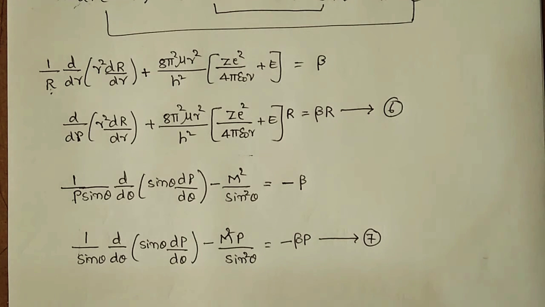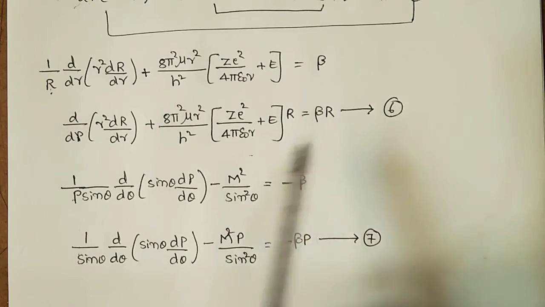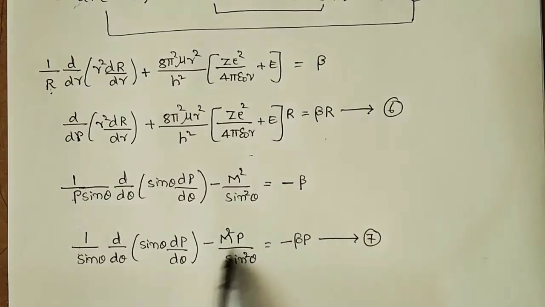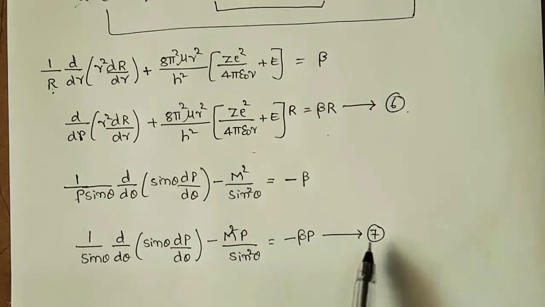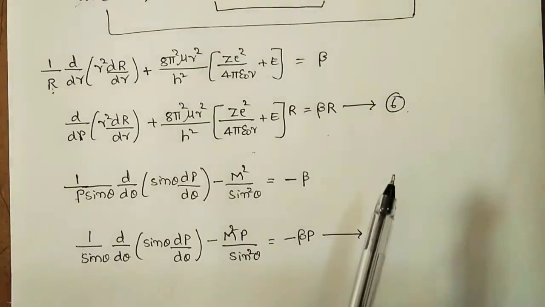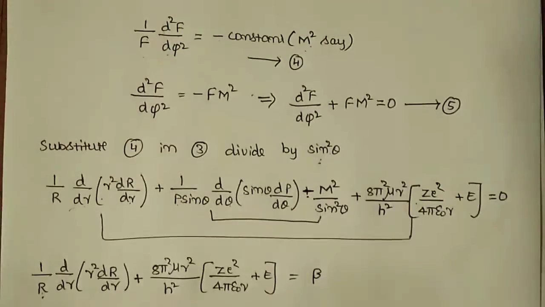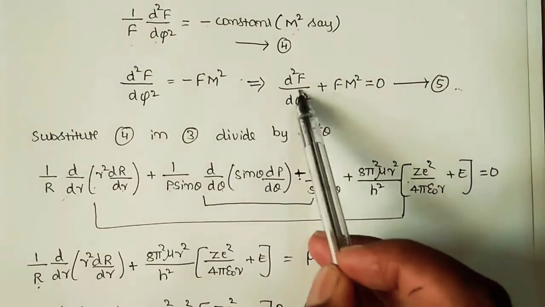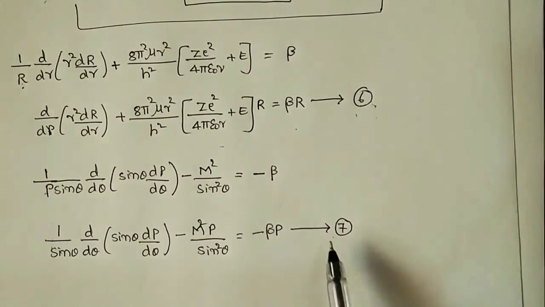One term we already got, that is d square F by d phi square plus m square F is equals to 0, and that is the angular term, and this is the radial term, and again we have one more angular term, this one. So equation 6 is the radial term, equation 7 and equation 5 what we got. Here d square F by d phi square plus m square F is equals to 0. So this is equation 5, equation 6 and equation 7.